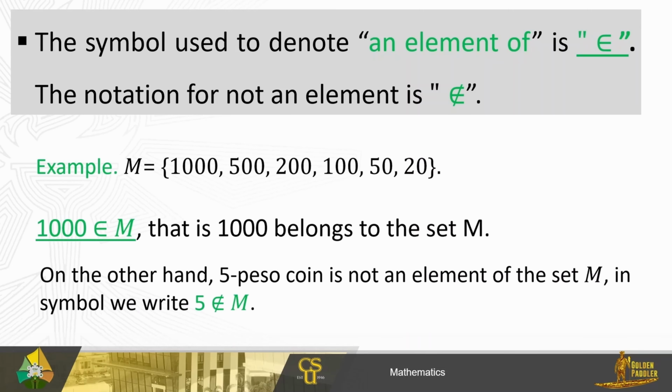On the other hand, 5 peso coin is not an element of the set M. In symbol, we write it 5, not an element of M. Because again, the 5 peso coin is not a paper bill. So 5 peso coin is not an element of the set M.